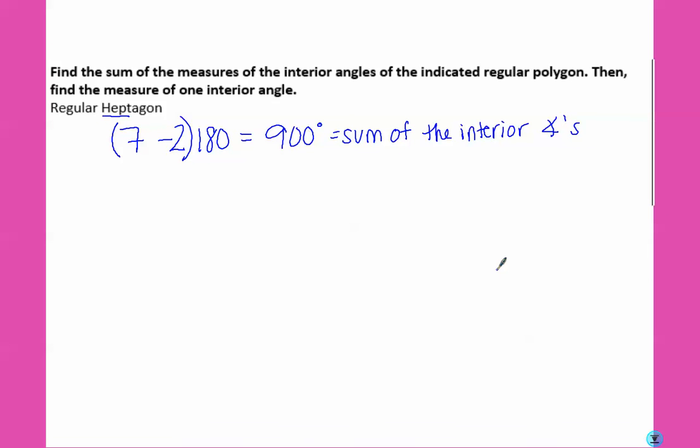If we want to know just one angle, we would take our sum and divide it by 7 because there's 7 sides or 7 angles, and that tells us there's 128.6 degrees in each interior angle.